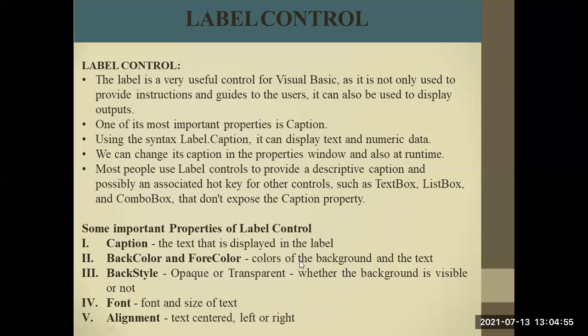Now, the picture box control is one of the important controls provided by Visual Basic, and we have seen the common events associated with it. The second control that we have seen is the label control. Basically, it is used for captioning, and it is also used by other controls like text boxes. We have listed some of the common properties of a label, like caption, background color, foreground color, back style, font and size of the text, and then the alignment.